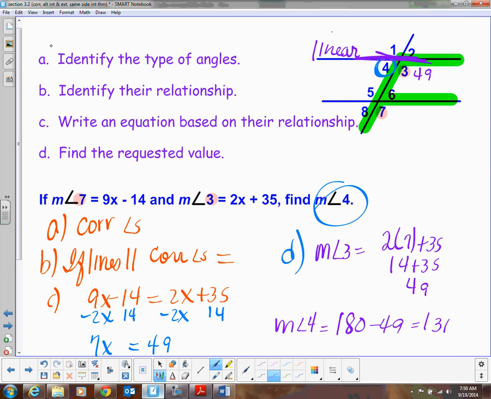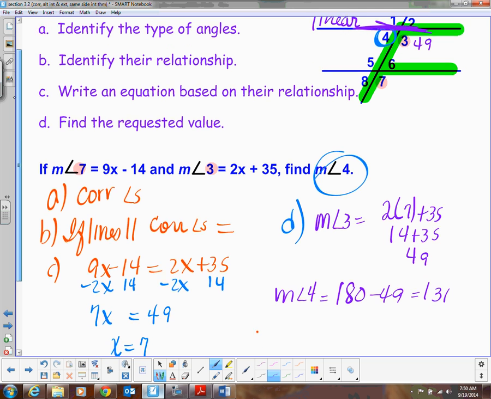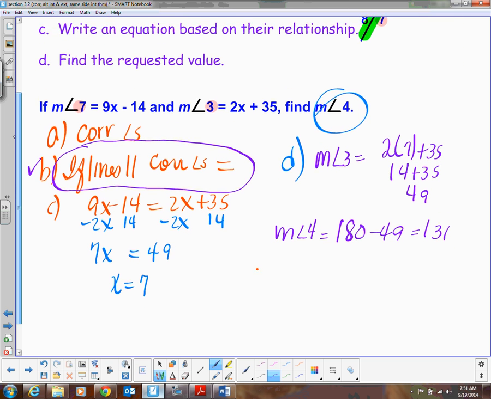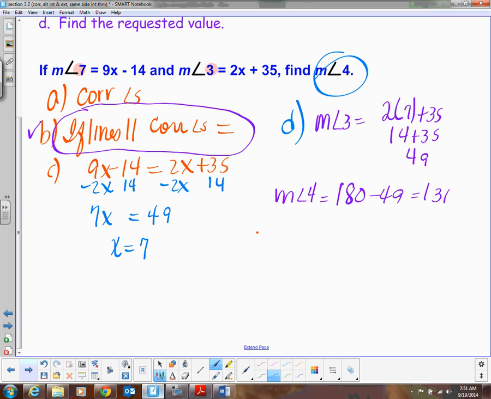So it's all about identifying your angles and their relationship. You should have written on your foldable yesterday, I need all of this, because this is where we're headed in about 2 days. So we need all of it, and then you're going to solve.